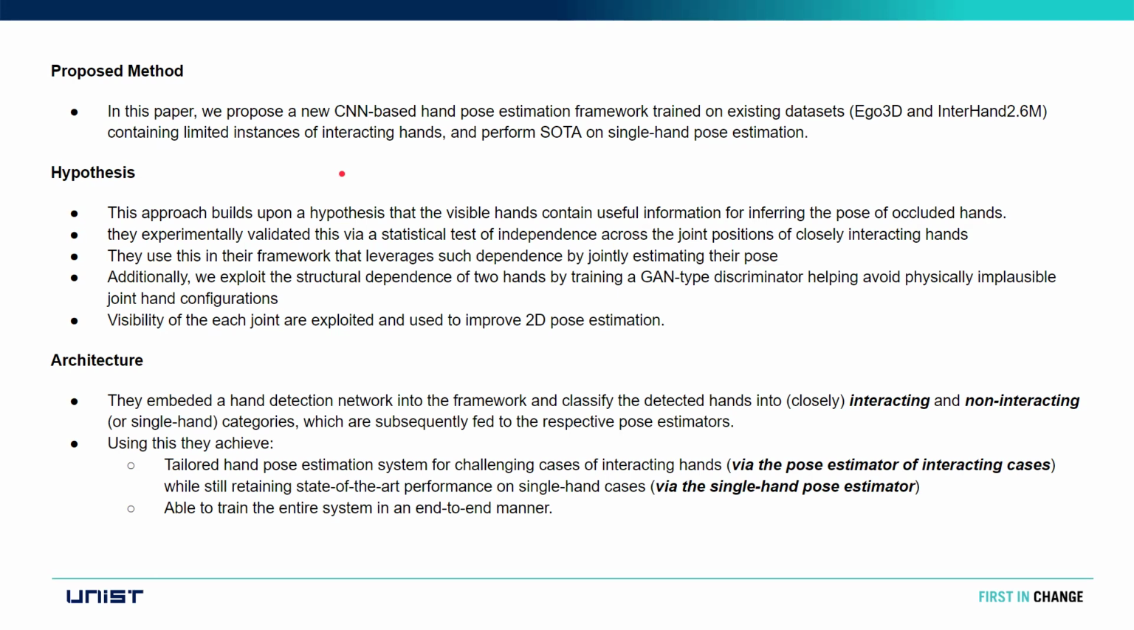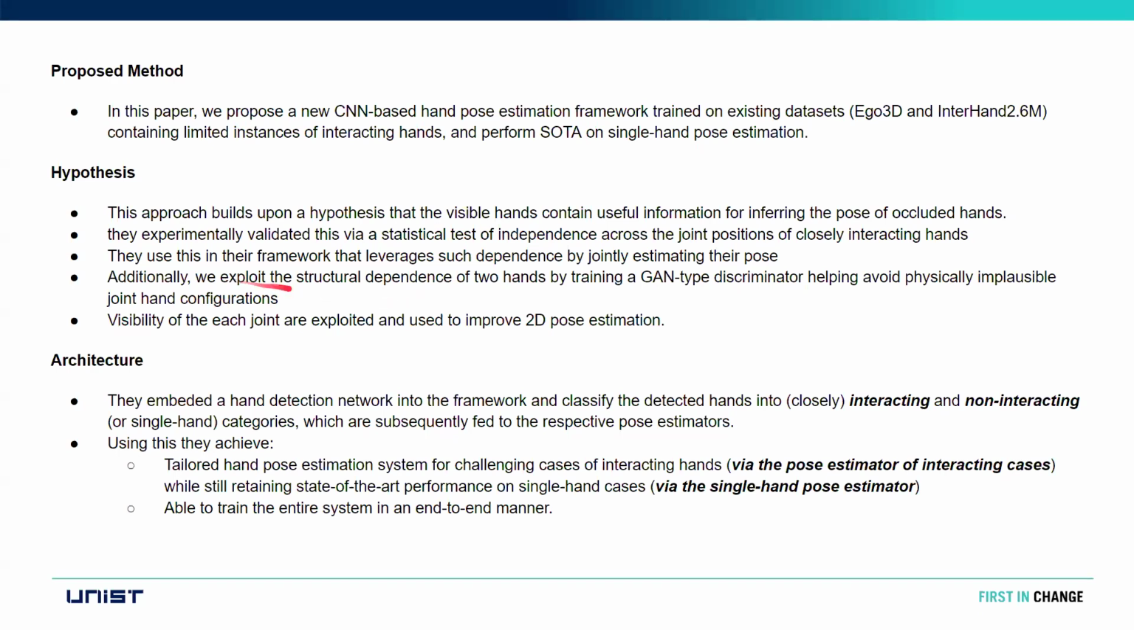They build their method upon the hypothesis that in case of interaction, usually one hand occludes the other one. They say that the visible hand contains very useful information for inferring the pose of the occluded hand. They do some experiments to validate this via statistical tests, and their framework uses these dependencies to estimate the pose of the occluded hand.